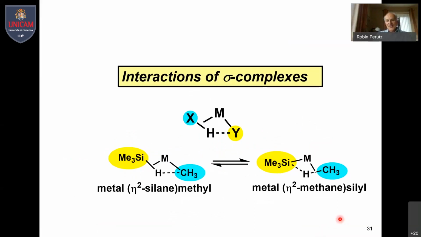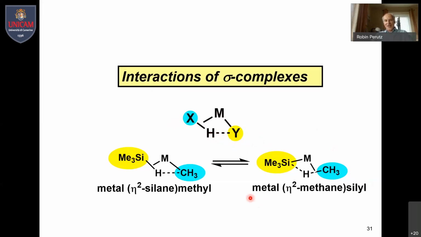The last section, I want to talk briefly about interactions of sigma complexes. So now we're talking about interactions between ligands in the primary coordination sphere and how they influence what's going on. So I'll explain more as I go along. Here we have a metal, a ligand which forms a sigma complex XH, and another ligand Y. And here we have the hydrogen interacting with Y.